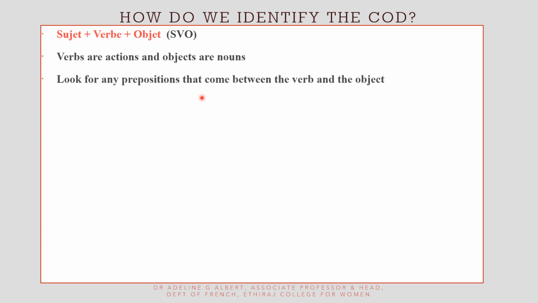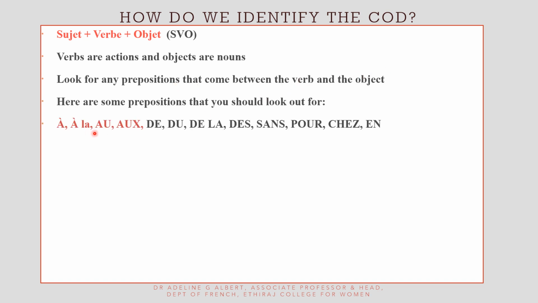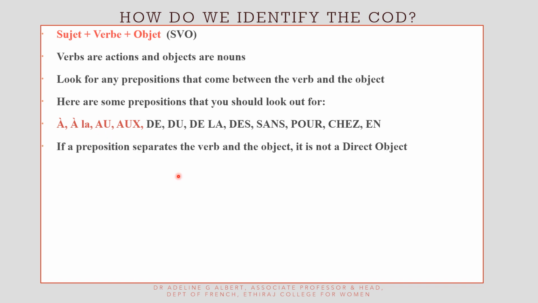Now look for any preposition that comes between the verb and the object. What does that mean? We will see. Before that, here are some prepositions you have to look for. We've learned quite a bunch of prepositions by now. A, la, o, aux, de, du, all these are prepositions. But I want you to memorize these because these are the prepositions that identify the indirect object.